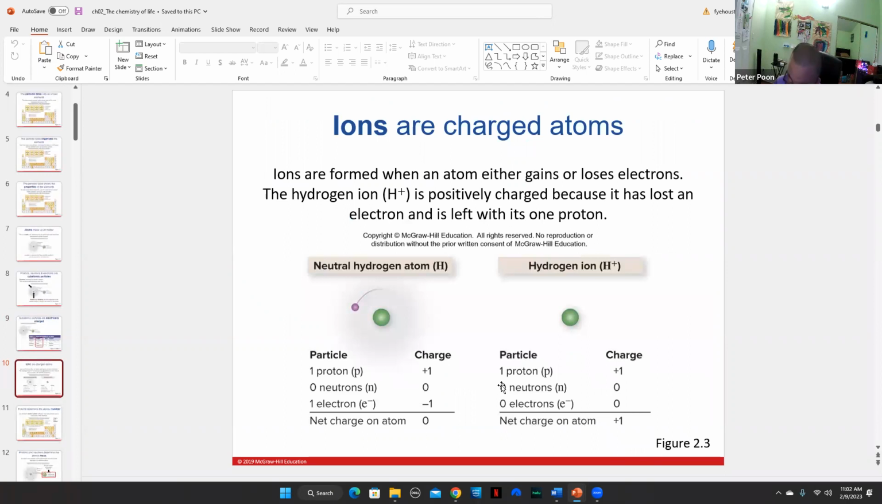An ion is by definition a charged atom. Ions are formed when an atom either gains or loses electrons. The hydrogen ion is positively charged because it's lost an electron. So you can either gain an electron or lose an electron. If you gain an electron, you gain a negative charge, you become negative. If you lose an electron, you lose the negative charge, and you now have more positive charges than negative charges, so you become positive.